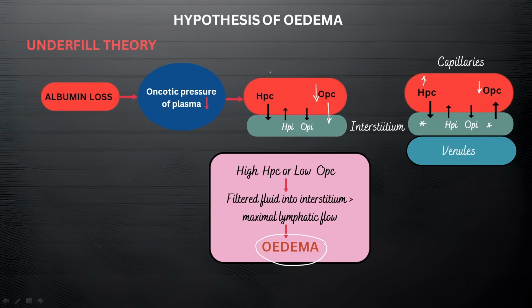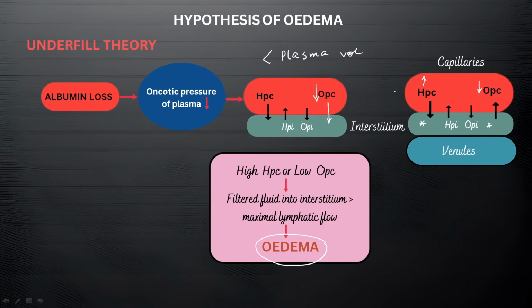But at some point in time, the fluids go into the interstitium, and so the vascular compartment here in the capillaries becomes low. So there is a reduction in plasma volume. And this is why we call it the underfill theory.